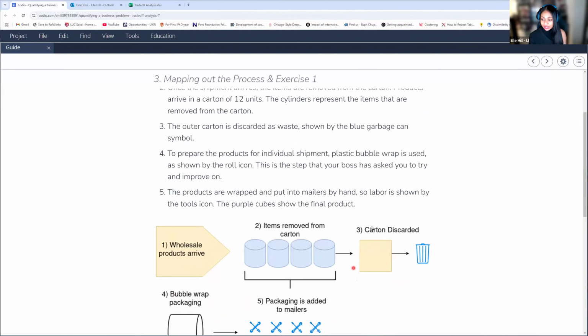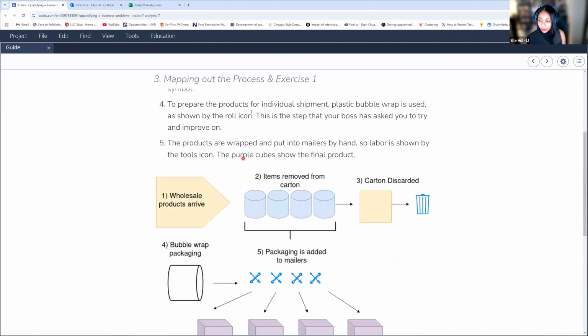And normally, this is our current business process. Normally, we're just dumping those boxes. We're getting rid of them, which is not very environmentally friendly, especially if they're cardboard. So now let's look at our other steps. To prepare the products for individual shipment, plastic bubble wrap is used, as shown by this roll icon right here.